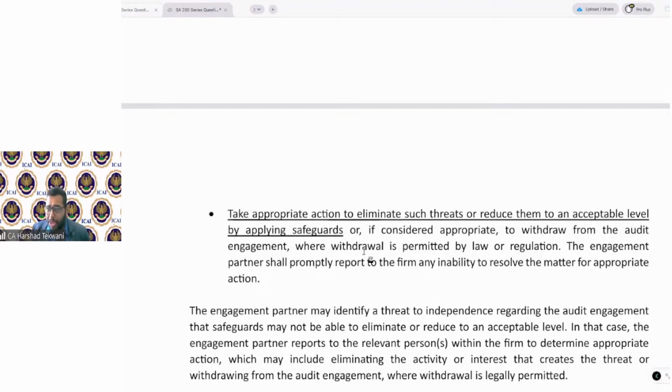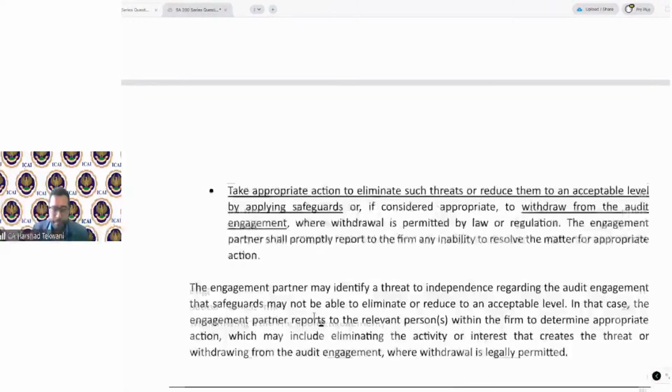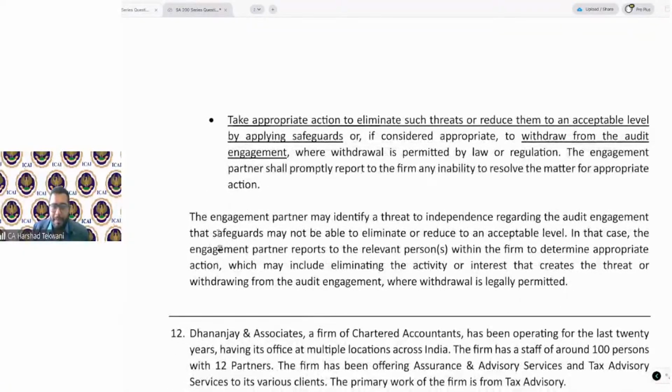If it is not possible to address it, then if considered appropriate, he can also withdraw from the audit engagement, if it is permitted by law. The engagement partner is required to identify threats to independence regarding the audit engagement, and he needs to eliminate or reduce them to an acceptable level. Where it is not possible to reduce them to an acceptable level, then, if permitted by law, he needs to withdraw from the audit engagement.